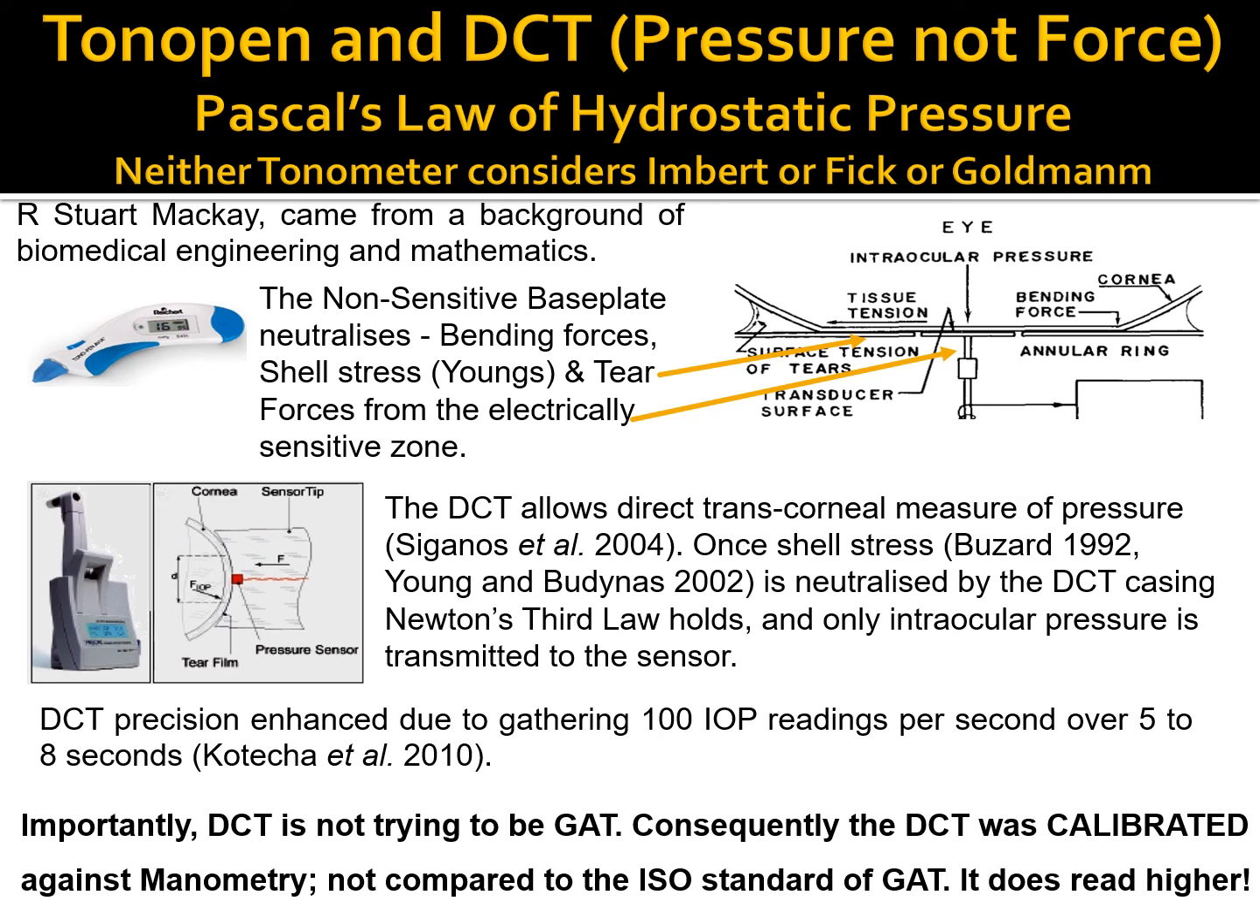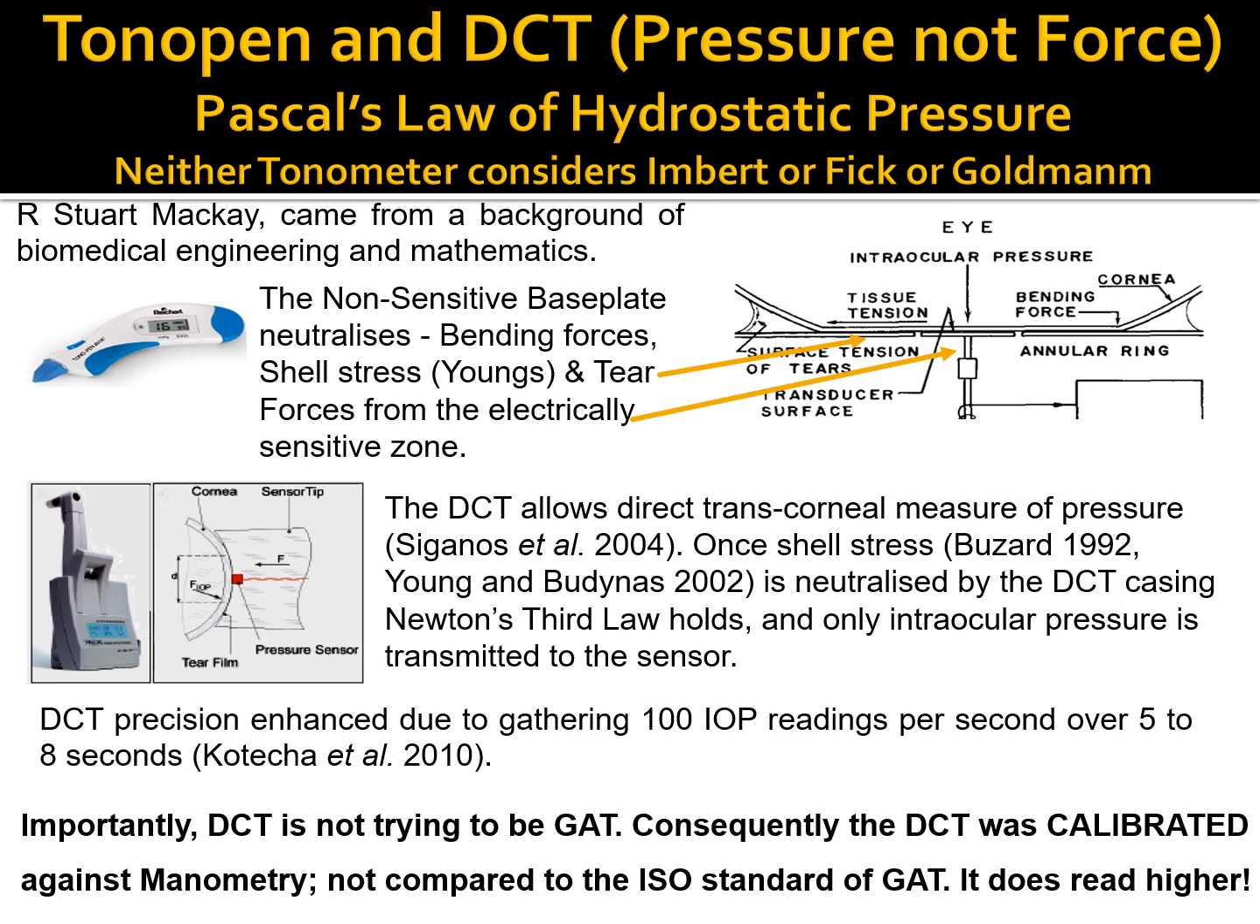And it's a really clever design. The Tono-Pen is difficult to use though, and I think there's a load of error in it for other reasons. But basically its footprint is about the same as GAT. But the sensor that actually measures pressure is only about 1 millimeter in the middle. So all the bending and shearing forces and tear forces are neutralized by the non-sensitive base plate.